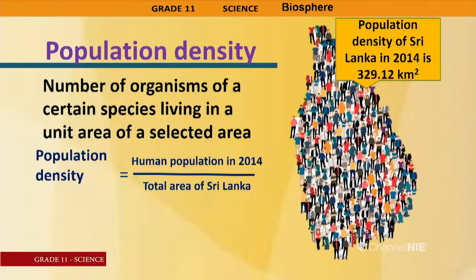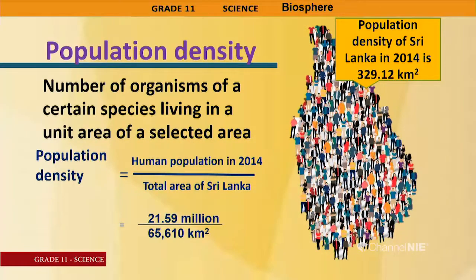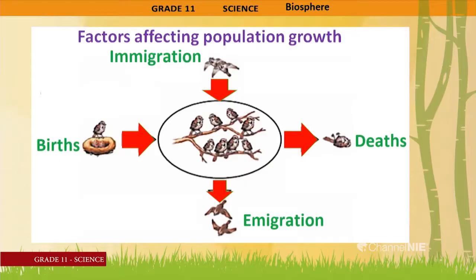Population density equals, now think that if you get the human population density, you take human population and you divide it by the total area. As we consider Sri Lanka, we divide that by total area of Sri Lanka. You can see 21.59 million people divided by 65,610 square kilometers. In that way, we can get the population density.